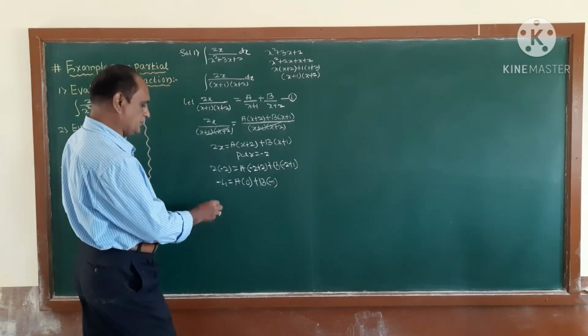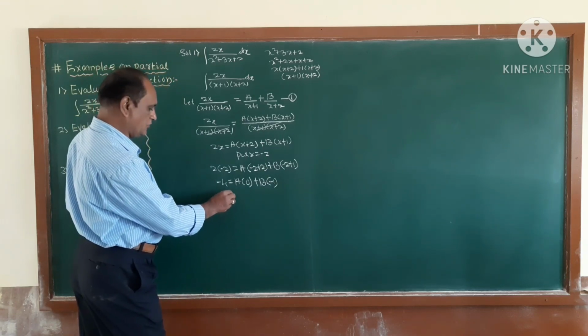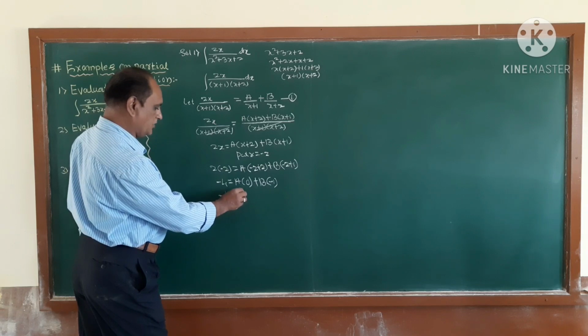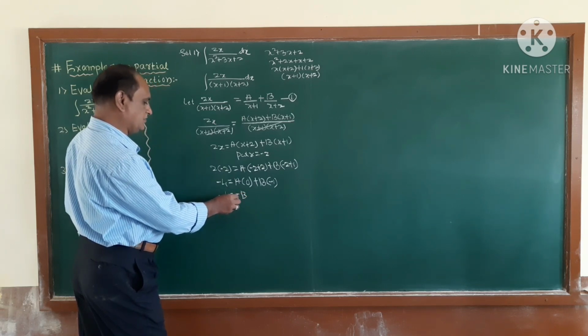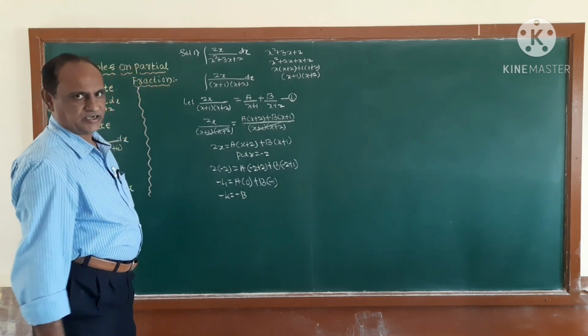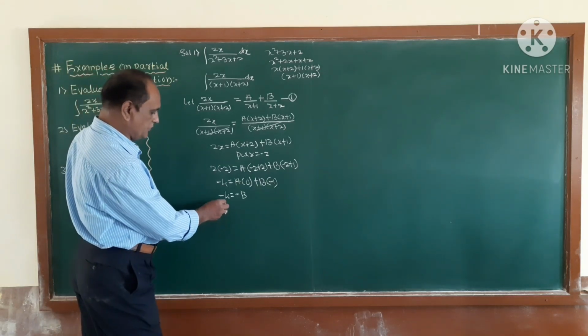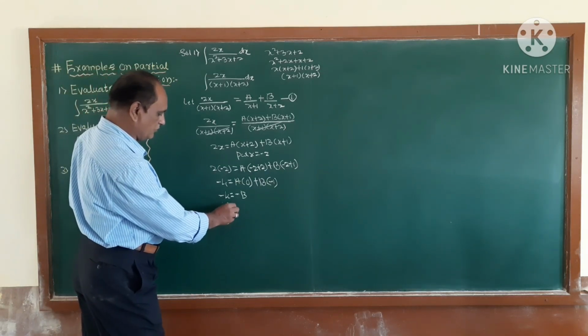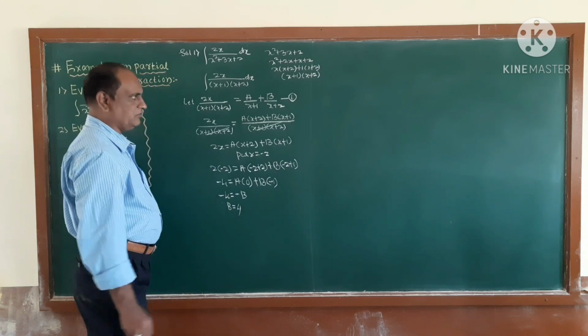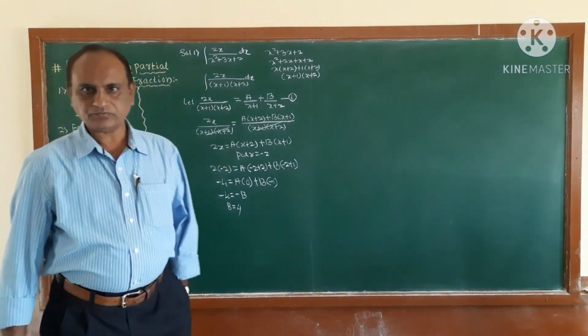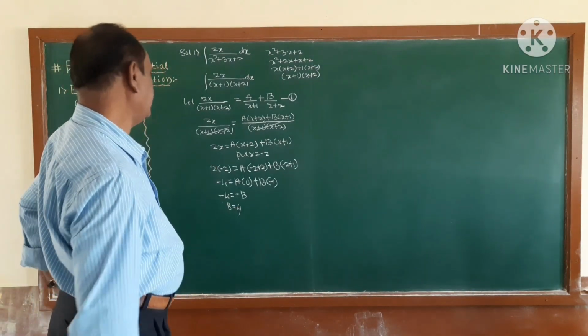Again write in the simplest form: -4 = -B. Both sides have a minus, so the minus gets cancelled. Therefore B = 4. We get the value for B. Then come to the next one.